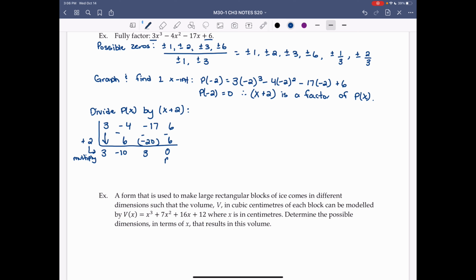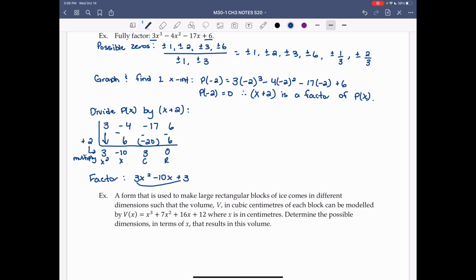So that's a remainder of 0, a constant of 3, x term of -10x, and then the x squared term of 3x squared. Then we can factor our remaining trinomial, 3x squared minus 10x plus 3. There's no common factor, so this is a complex trinomial.